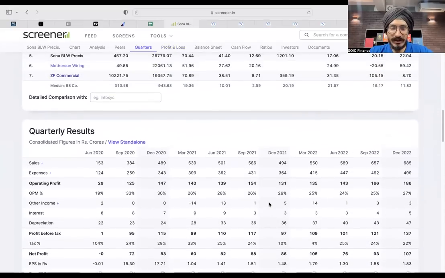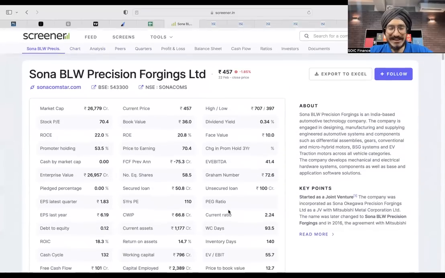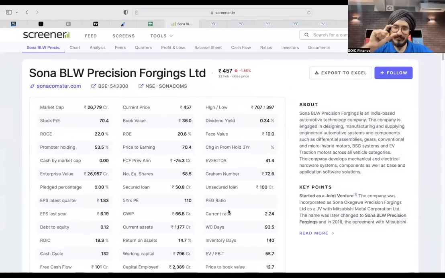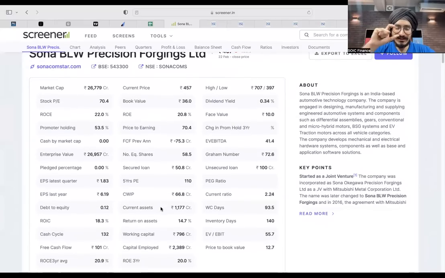I think it's one of the only auto companies which still has a 38-40% type growth. With a little patience and rising interest rates, valuations become cheaper. This is why I'm asking everyone to attend that how to value a stock class. It's a very good business, but the price still doesn't seem to be right.